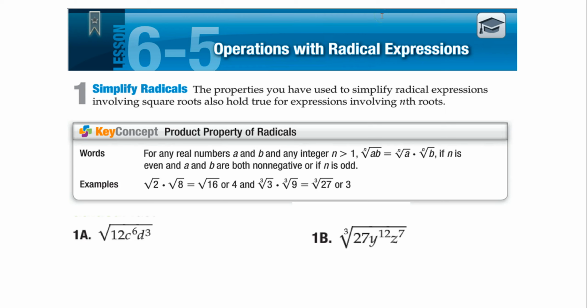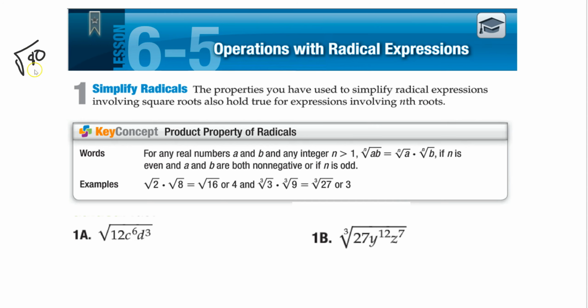6.5 Operations with Radical Expressions. What's the difference between this lesson and the last one? Life isn't easy. That's the difference. The last lesson, it was all nice and everything factored out evenly. Not anymore. So now we're going to have stuff like radical 80. You have to break it down.